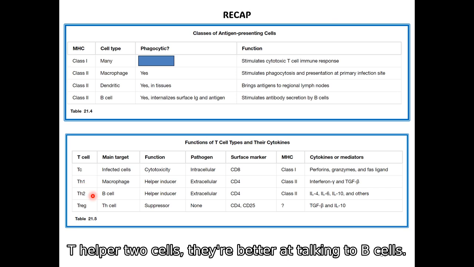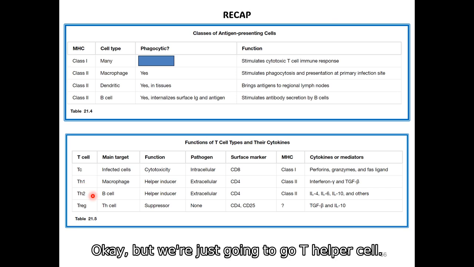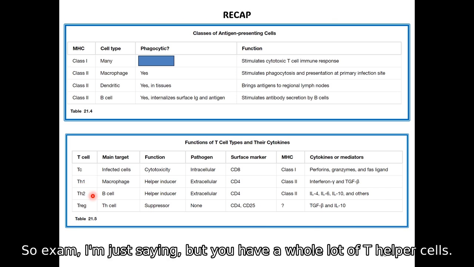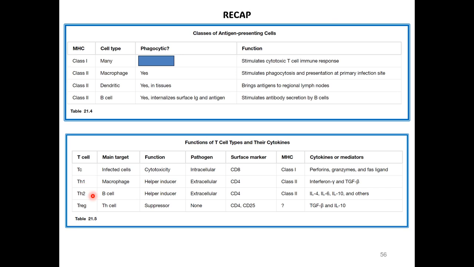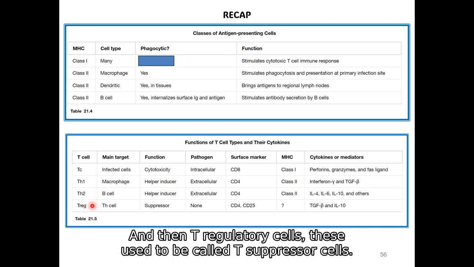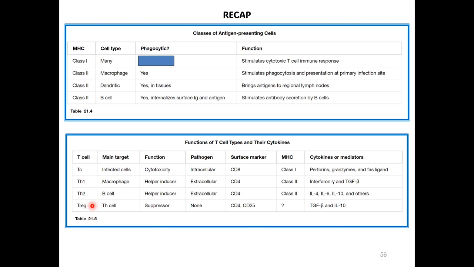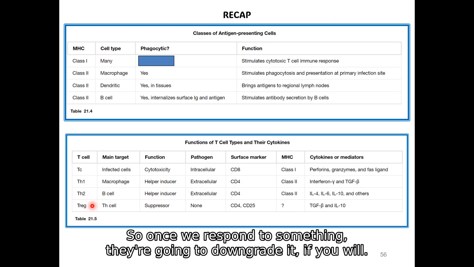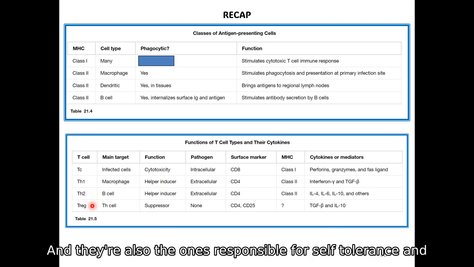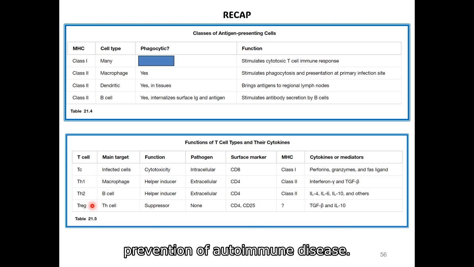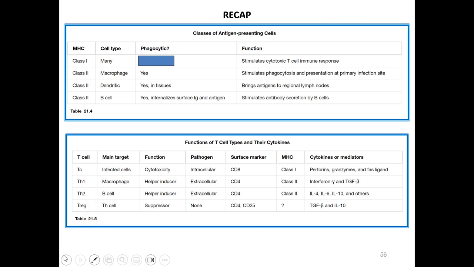T helper 2 cells, they're better at talking to B cells. But we're just going to go T helper cell. So, I'm just saying, you have a whole lot of T helper cells. They're all different, but we're keeping it simple. And then T regulatory cells, these used to be called T suppressor cells. These are the things that turn off our immune system. So once we respond to something, they're going to downgrade it, and they're also the ones responsible for self-tolerance and prevention of autoimmune disease. Keep it nice and simple.